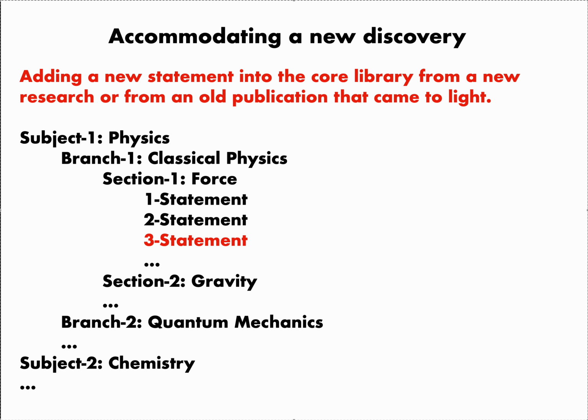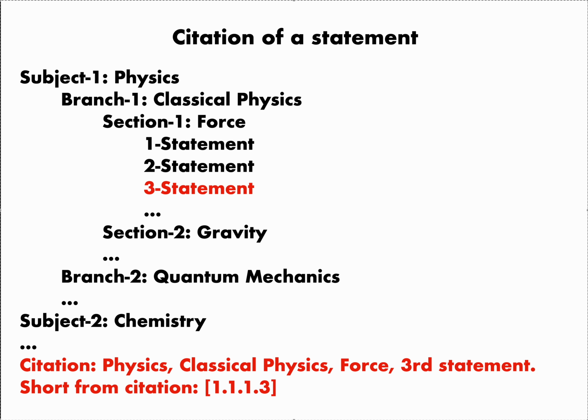And so how does that look? Adding a new statement into the core library from a new research or from an old publication that came to light. So if somebody found a new statement for a force, they could add, under subject 1 physics, branch 1 classical physics, section 1 force, a third statement as whatever they found about the force.